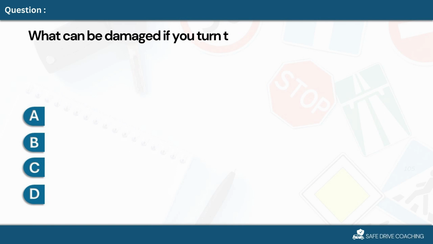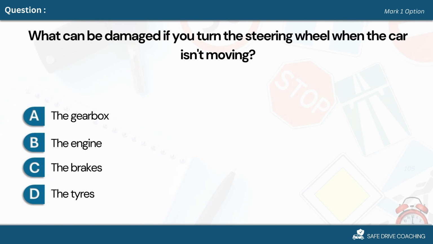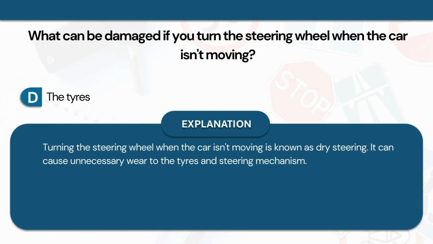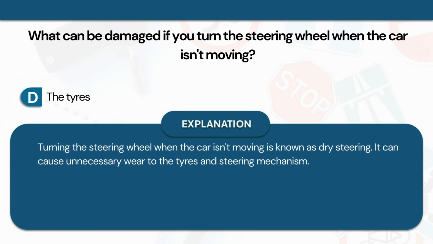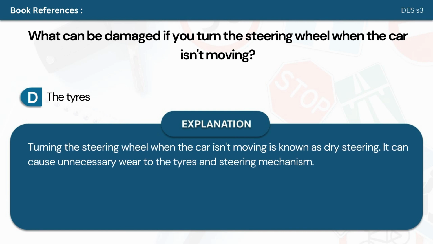What can be damaged if you turn the steering wheel when the car isn't moving? A. The gearbox. B. The engine. C. The brakes. D. The tires. The correct answer is D, the tires. Turning the steering wheel when the car isn't moving is known as dry steering. It can cause unnecessary wear to the tires and steering mechanism.